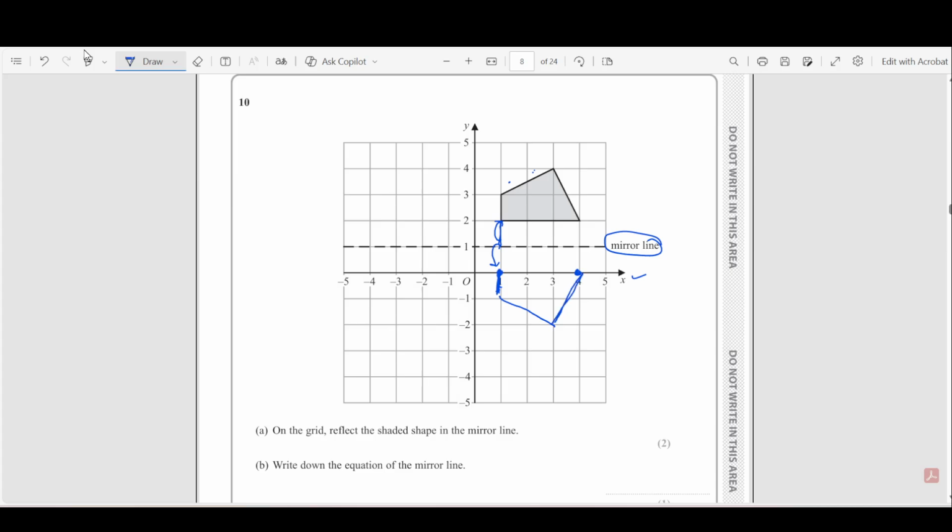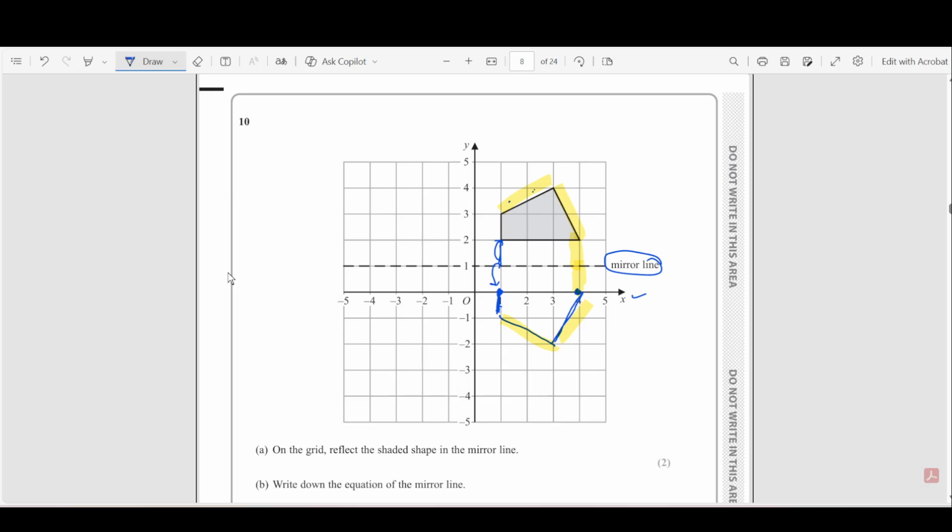So that's how it is reflected about the mirror line. If you notice, here we have one square gap, there we have one square gap. This is two squares, this is two squares, this is two squares. So the shape remains the same when we are reflecting. This should not change. Write down the equation of the mirror line.